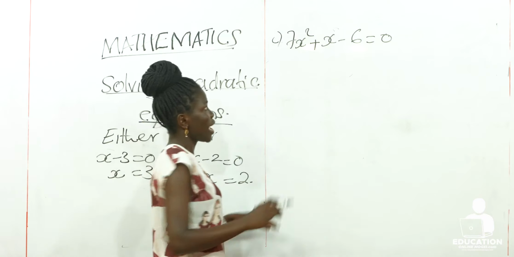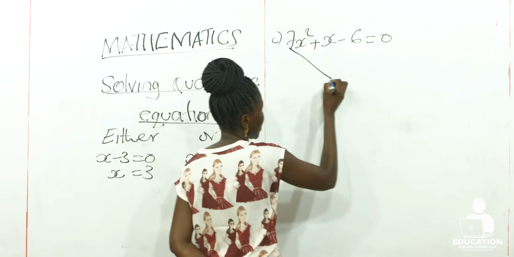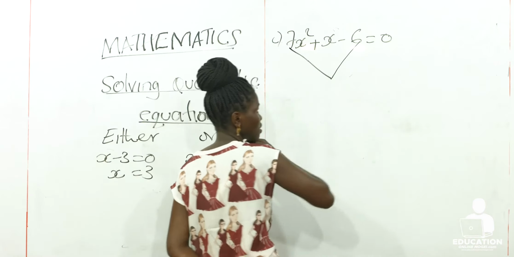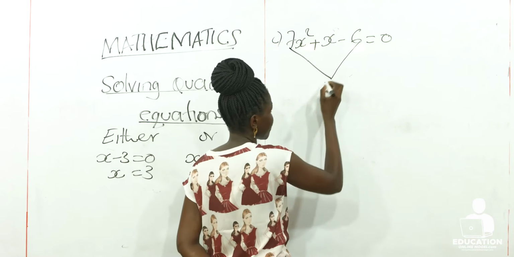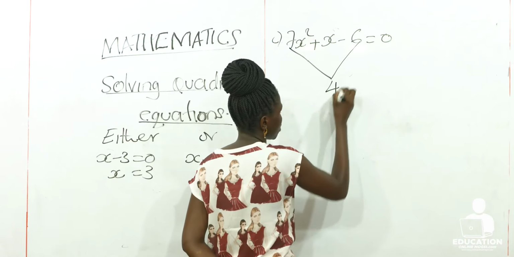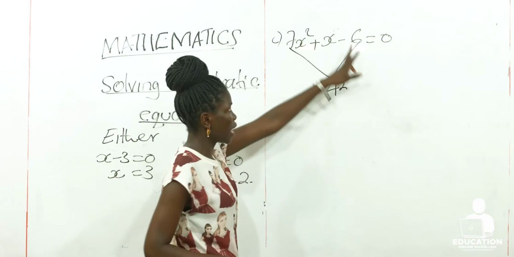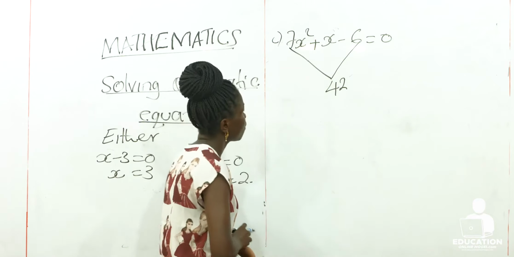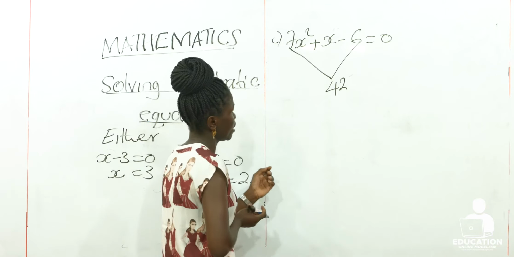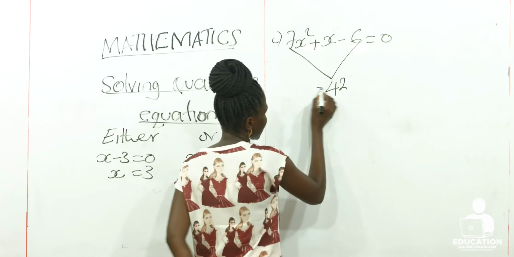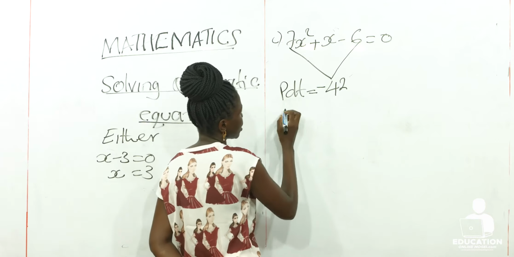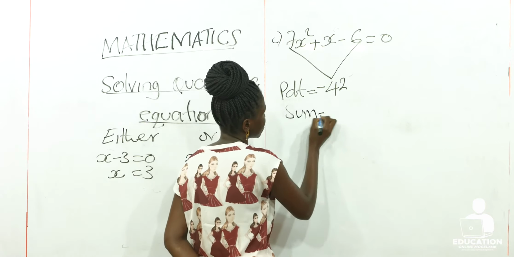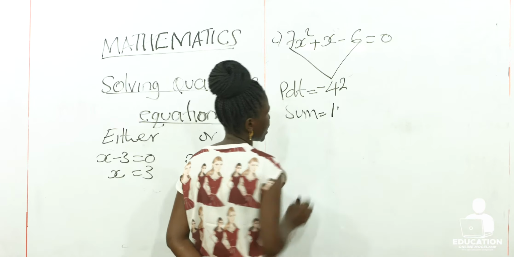So in this case, we have 7. So we're going to multiply this 7 with 6, which is the value of c. We need to get the product. So when you multiply 7 times 6, you get 42. But the 42 should be negative. Why? Because 6 has a negative sign. So we're saying our product is negative 42, and our sum is going to be positive 1.